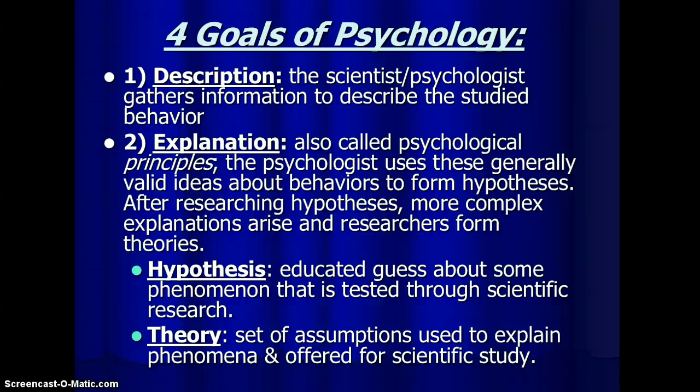So what is a hypothesis? A hypothesis would be like an educated guess about some phenomenon that is tested through scientific research. It's the idea that you have a good idea of what is going on, but you're not completely sure. So you make this educated guess, you're coming up with a possible conclusion, and then you test it to see if it actually is right. A theory is more of the conclusion you get from this process. A theory is a set of assumptions used to explain phenomena and offered for scientific study. So you start off at the beginning with a hypothesis, by the end you come up with another explanation called a theory.